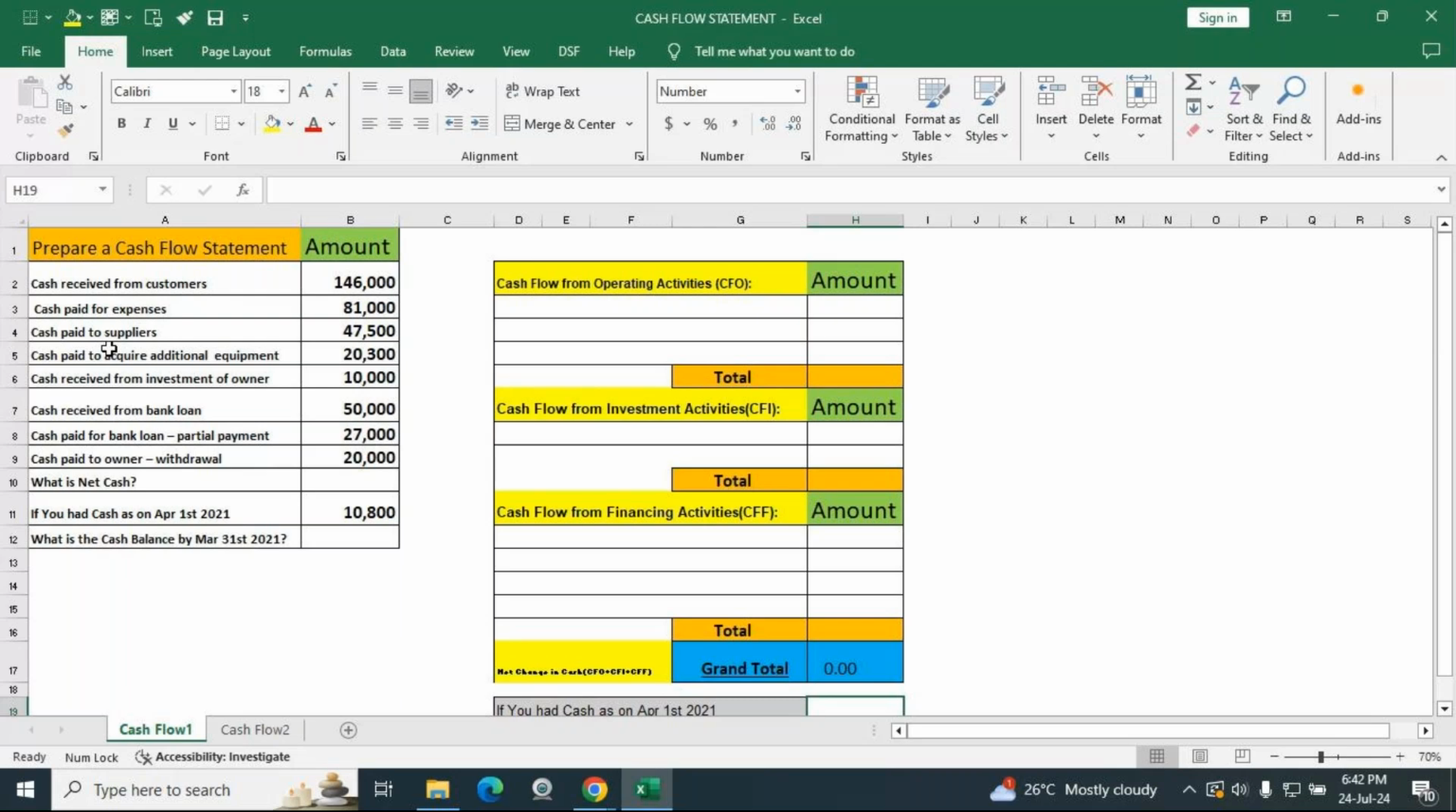So these are all called operating activities, meaning the day to day transactions that are going to happen in my business. So these are all called cash flow from operating activities. Operating means the transactions on a daily basis, whatever is happening. So that is called operating activities. Now cash flow from investment activities.